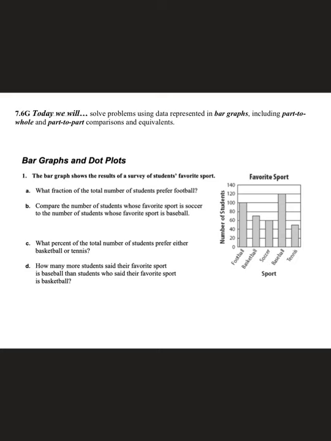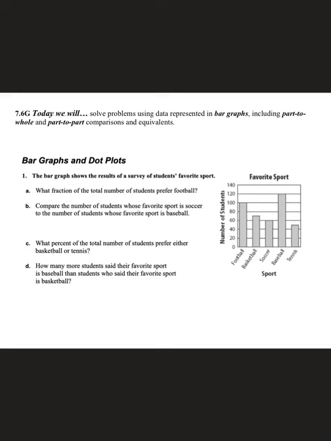And when we talk about ratios, we always think about fractions. And then when it comes to fractions, we can also write those as fractions, decimals, and percents. So we'll start off with A. A is asking us, it says, the bar graph shows the results of a survey of students' favorite sport. So if you look at this bar graph here on the right, it shows you how many students like football, basketball, soccer, baseball, and tennis.